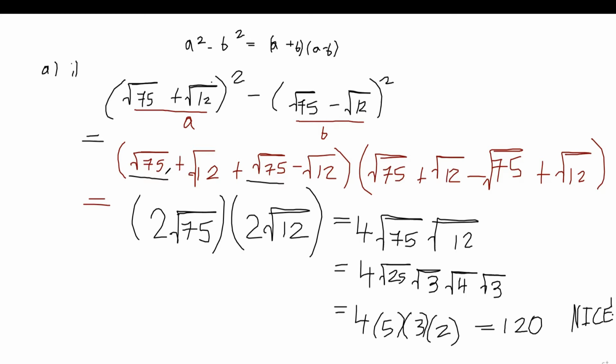And that's then right here, so we did realize that the root 12 and the minus root 12 will cancel, which leaves back the 75. But if you have 75 plus 75, that's just 2 times root 75. And then this one is just 2 times root 12. Then the 2 times the 2 gives a 4. They'll just put up a root 75 times the root 12.